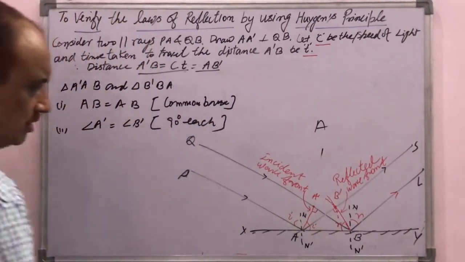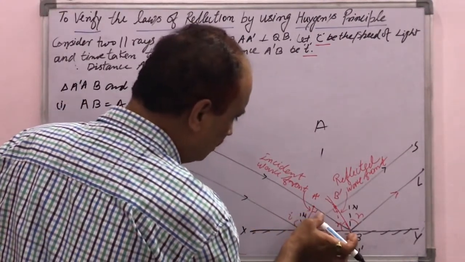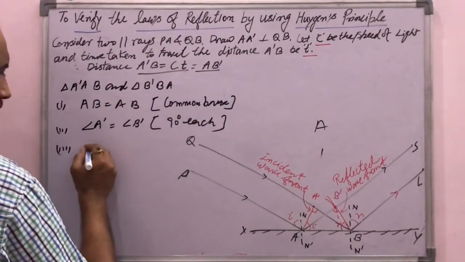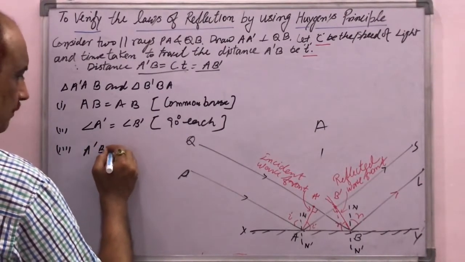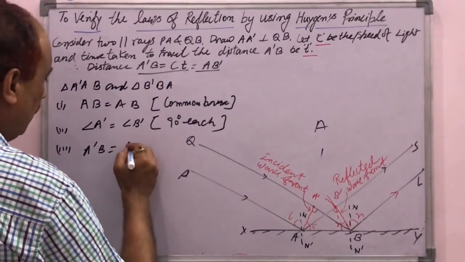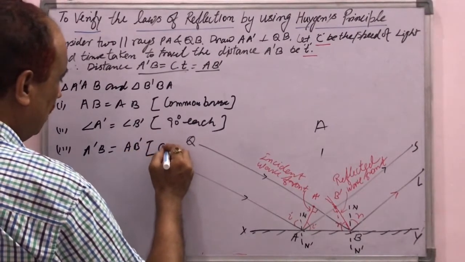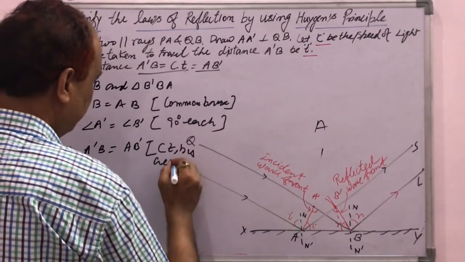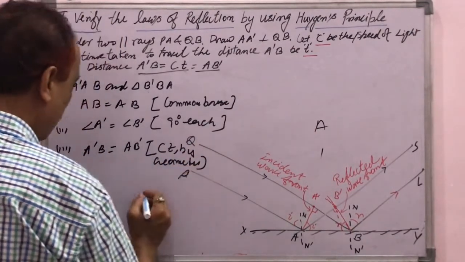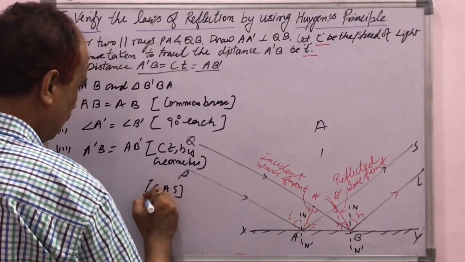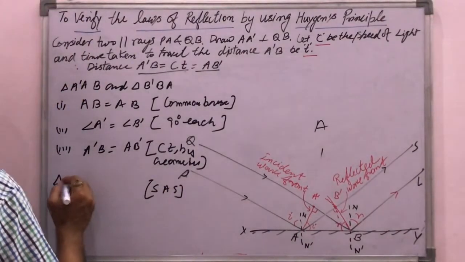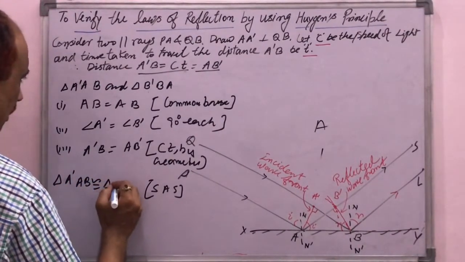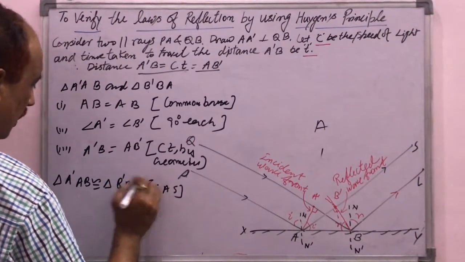Third, the distance A dash B in the first triangle is equal to AB dash in the second triangle, and this distance is equal to c into t by geometry. So according to the rule of SAS, both the triangles are congruent to each other. So triangle A dash AB is congruent to triangle B dash BA.